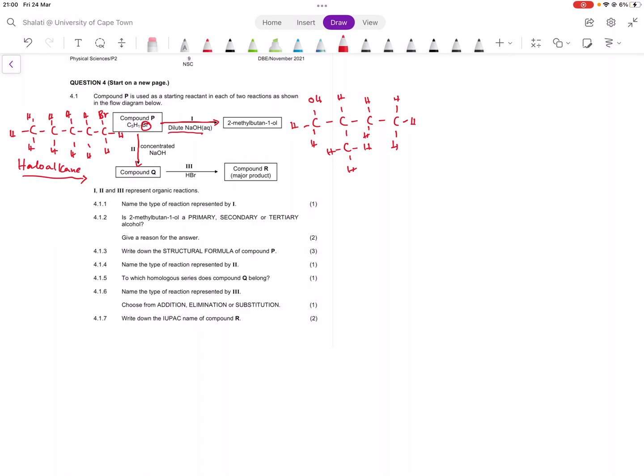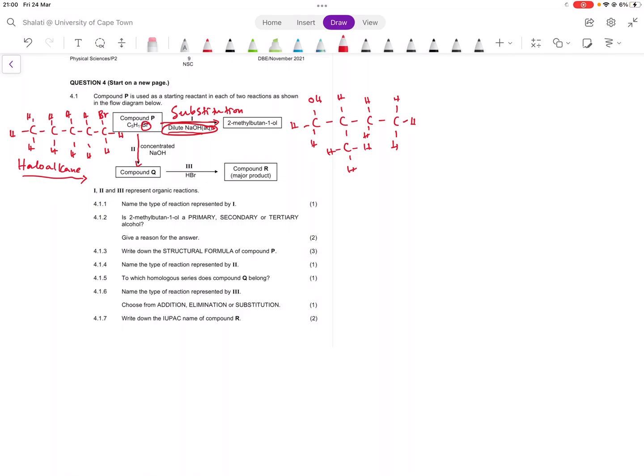So already you can see, you move from a haloalkane to an alcohol. What kind of reaction is that? So you must now remind yourself, the bromine is gone. So in place of the bromine, they put what? OH for alcohol. It means this is a substitution reaction. So already you know that. Okay, and the dilute NaOH also gives it away for you.